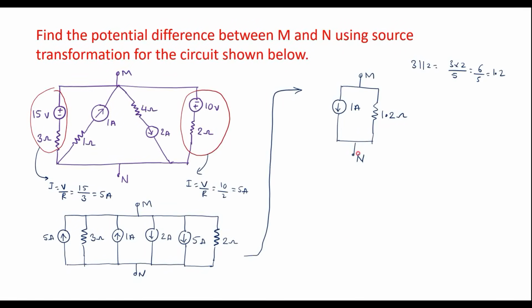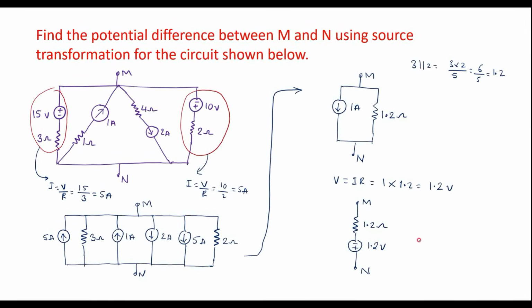So further, now I will convert this current source into voltage source between terminal M and N, that is V equal to IR. I is 1 into R is 1.2. Therefore, the magnitude of voltage source is 1.2 volts. So I will connect a resistor which is 1.2 ohm in series with the voltage source of magnitude 1.2 volts between the terminal M and N.